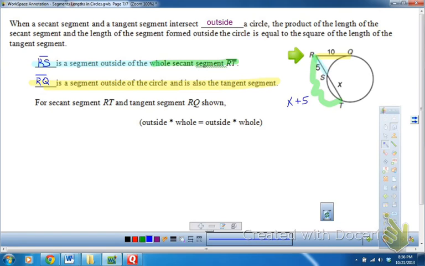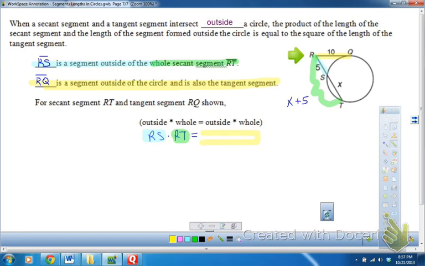And so then when we come down here, we have the outside. RS is outside, and then RT is the whole thing. The secant part, you have the outside piece of that segment, RS, in blue. The entire secant segment is in green, RT.